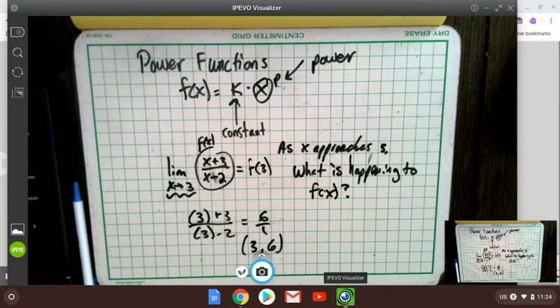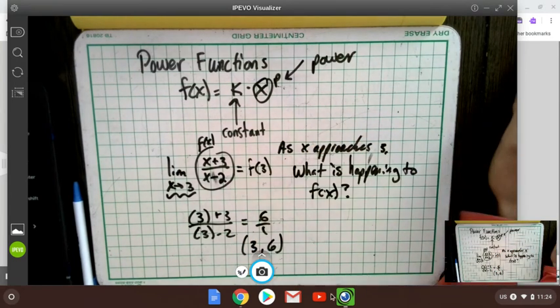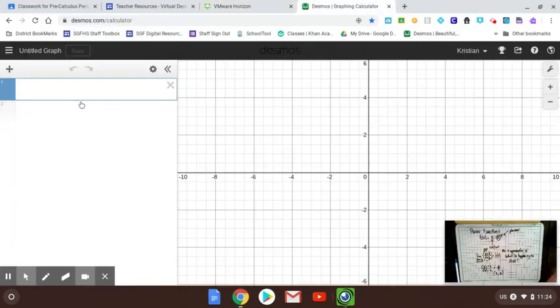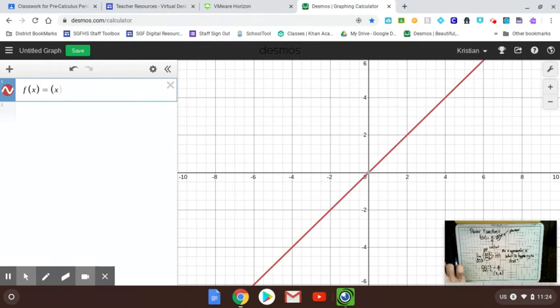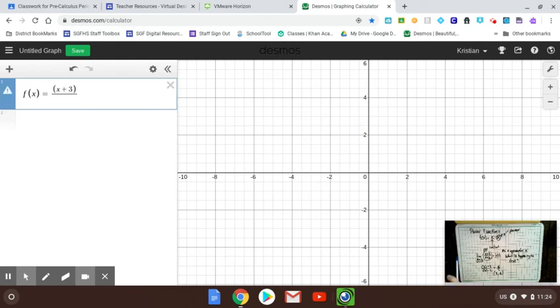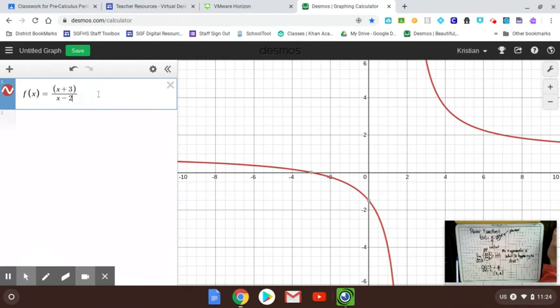Okay? Now I'm going to show you that on Desmos real quick. This has been a little bit, like I said, a discussion of limits. So here we go. We've got x plus 3. Look how nice and fun this is. We're going to do divided by, and it's going to give us a fraction just how we like it, which is great. So there's our function right there.